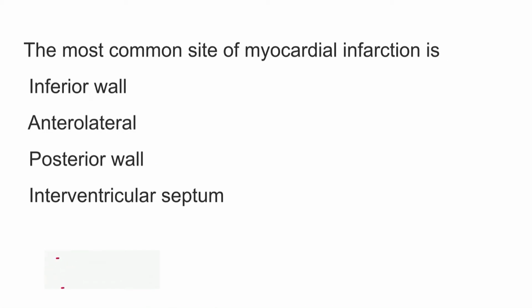The most common site of myocardial infarction is the anterolateral wall. This has to be noted. The incidence of MI in the anterolateral wall is higher when compared to the inferior wall or posterior wall or interventricular septum.